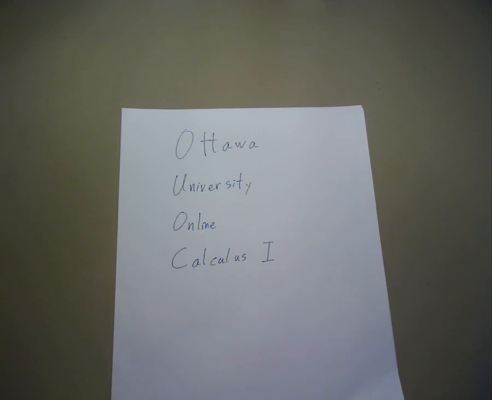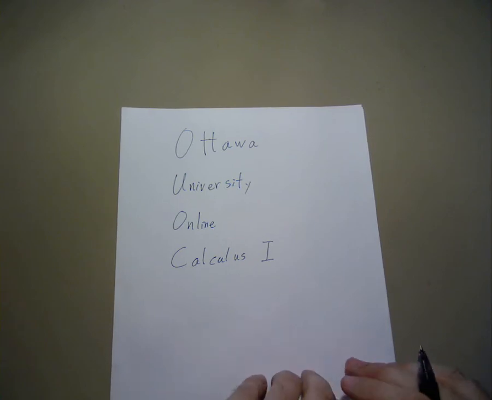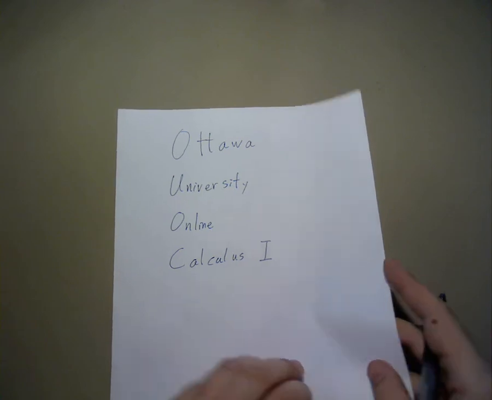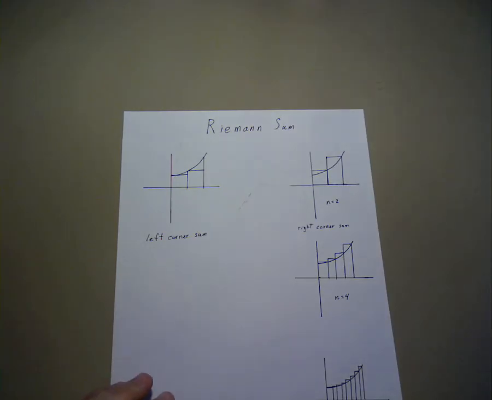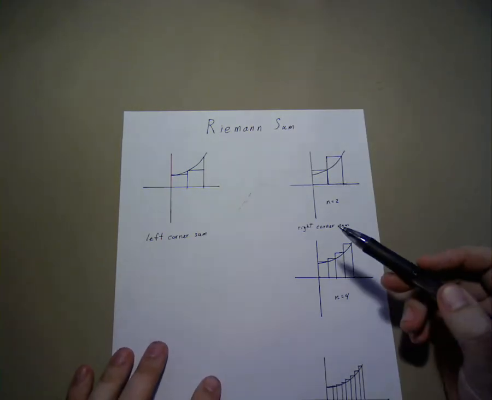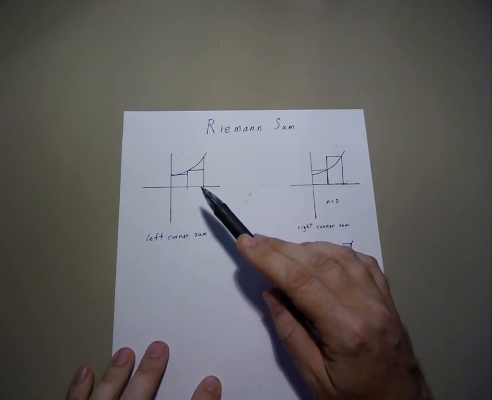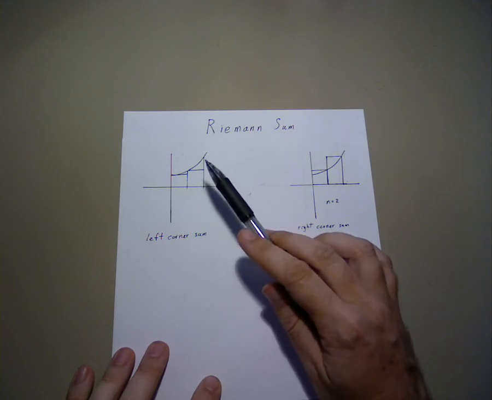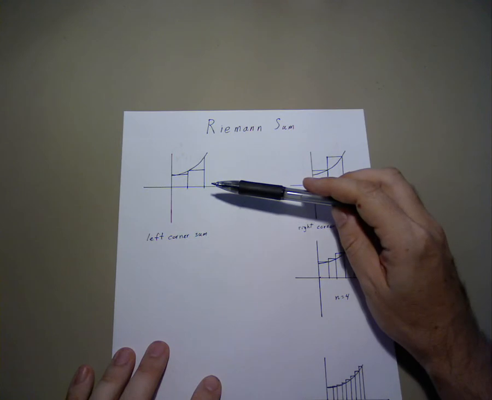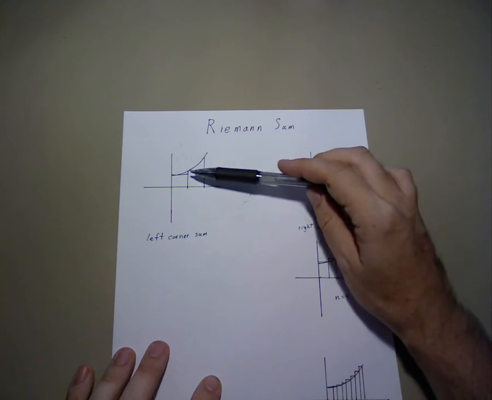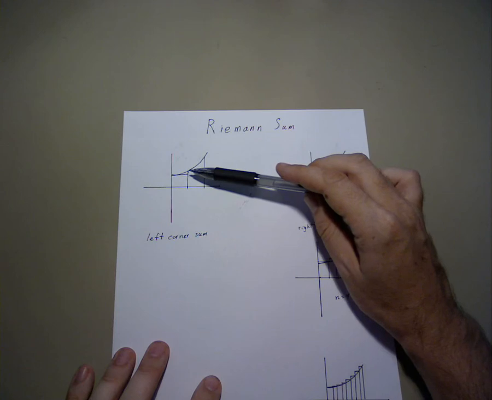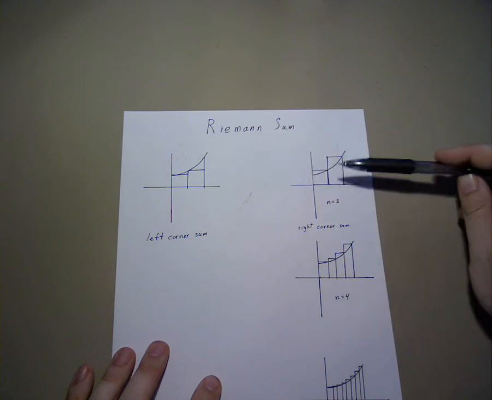In this video, we're going to analytically solve the explicit Riemann sum of a function. The Riemann sum is a number of rectangles used to approximate the area underneath a curve. This is an example of a left corner sum, where the left corner is equal to the value of the function, which in this case underestimates the true value.